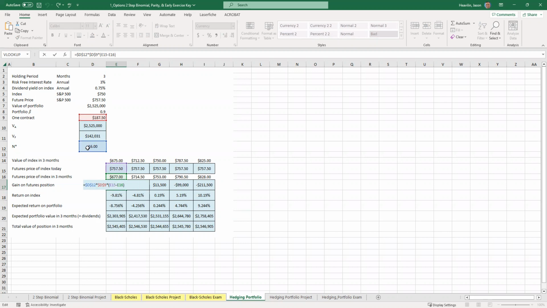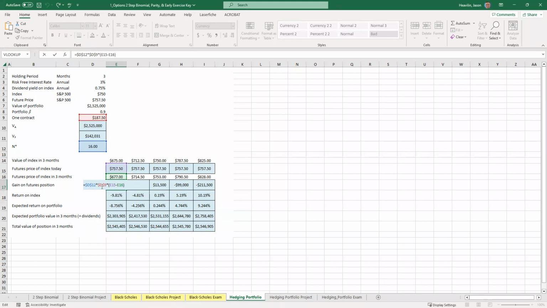D12 is the 16 we calculated. So 16 contracts, and each contract is 187.50. So we're going to multiply those two. 16 contracts at 187.50, and that's why it's D12 times D9. But it's going to be multiplied by the gain or loss.